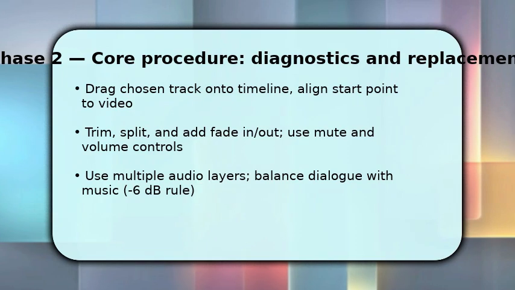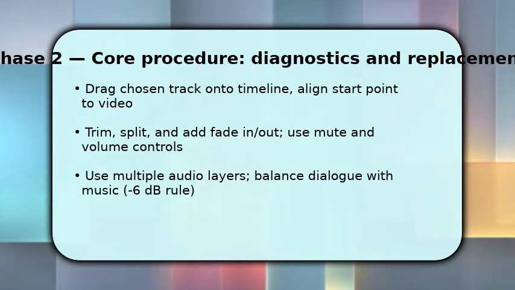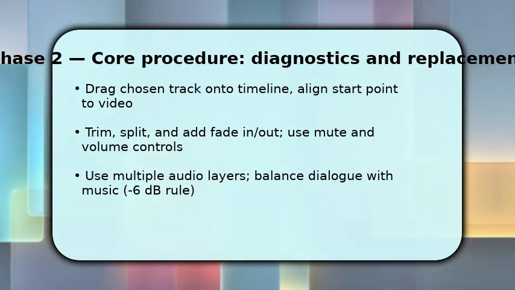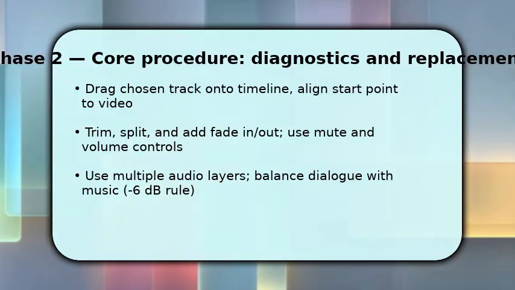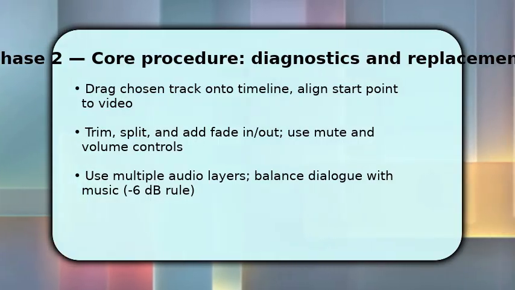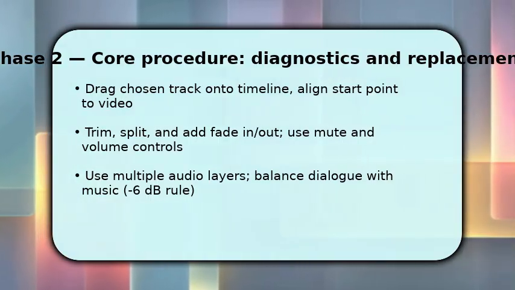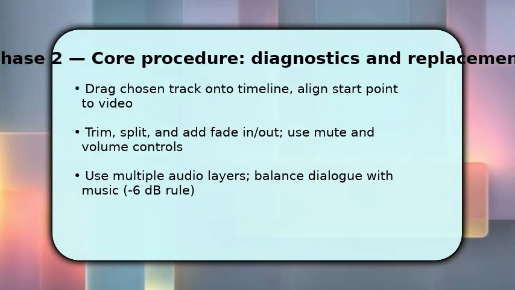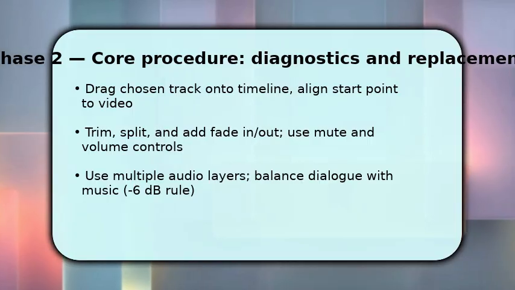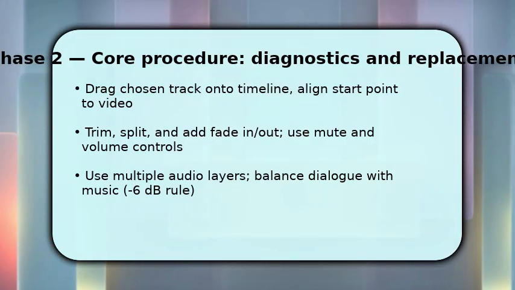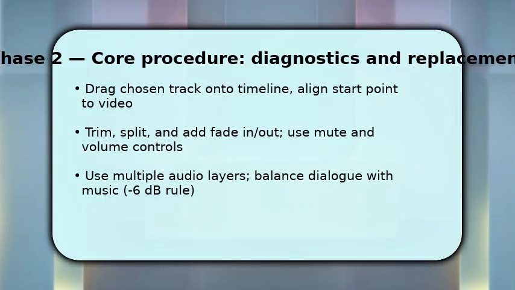Once the track is in the timeline, drag it to align with the moment you want sound to start. Precision matters for sync. Then trim and split clips to remove unwanted sections and add fade in or fade out for smoother transitions. These reduce harsh audio jumps. Make sure to lower music under dialogue. A common approach is reducing music by around 6 decibels when speech occurs. Also, if you need multiple layers, stack them and adjust each layer's volume so nothing clashes.